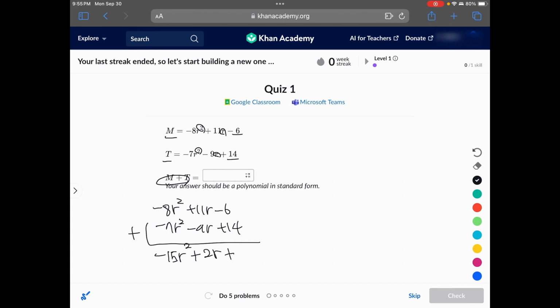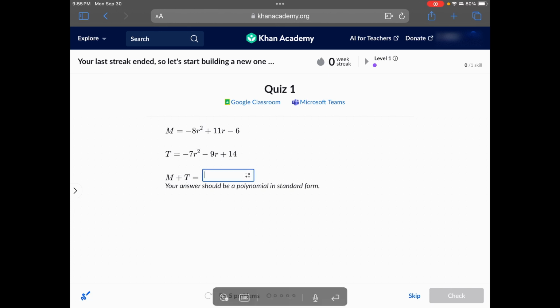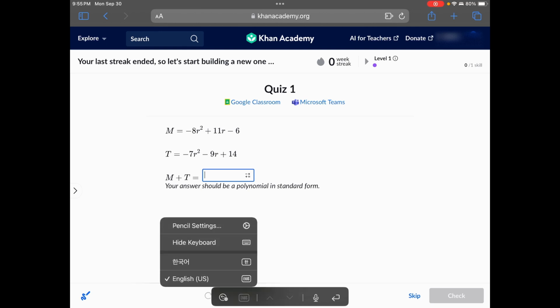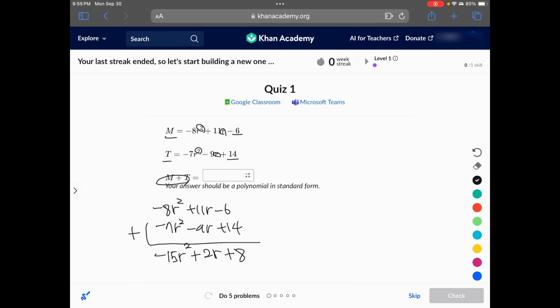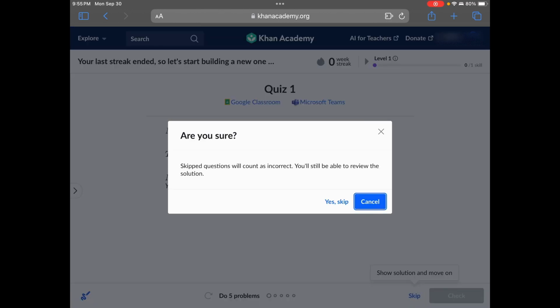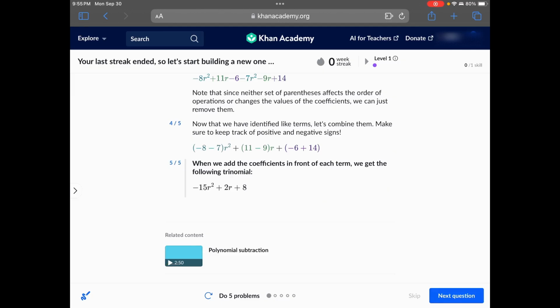If you subtract 6 out of 14, this is going to be 8. So I'll say negative 15r squared plus 2r plus 8 is going to be the answer. Let's see if this is the answer. Yeah, that's the right answer.